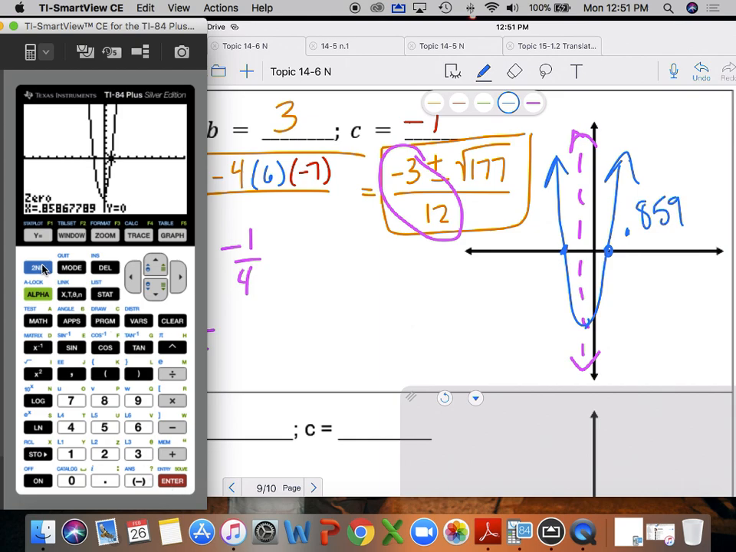And then we got to find the one on the left. So second trace 2, go to the one you want, slide to the left, enter, go back to what we want, slide to the right, enter, enter. And this is negative 1.359.